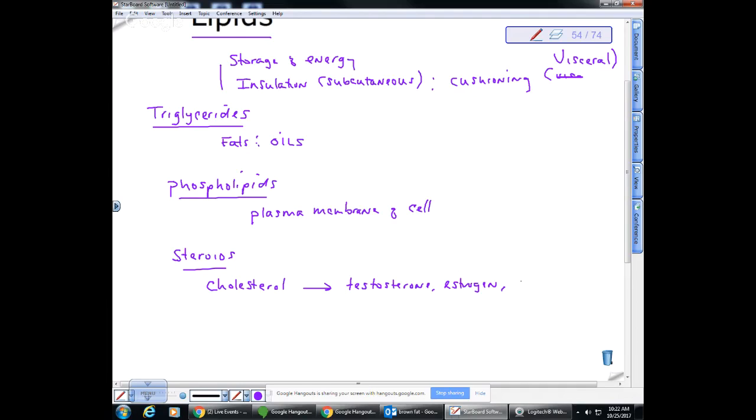And also it gets converted into vitamin D. And vitamin D is necessary for calcium absorption. And so if you lack vitamin D, then your bones will not have enough calcium in them. So you get what is referred to as rickets in children, where their legs will bow because their bones are unmineralized and too soft.